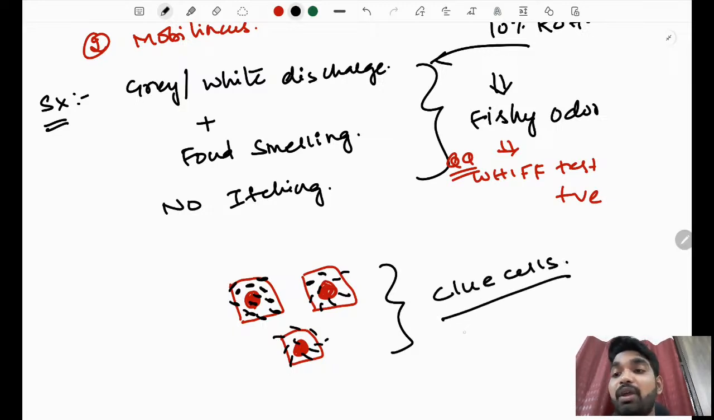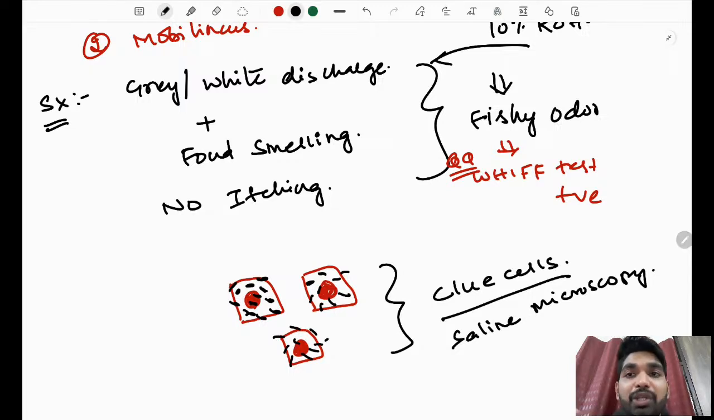Where will you see this? In saline microscopy, after gram negative staining. Anything else? If you want to see bacteria under the microscope, you need to stain, right? Since Gardnerella vaginalis is a gram negative coccobacilli, you will do gram negative staining.